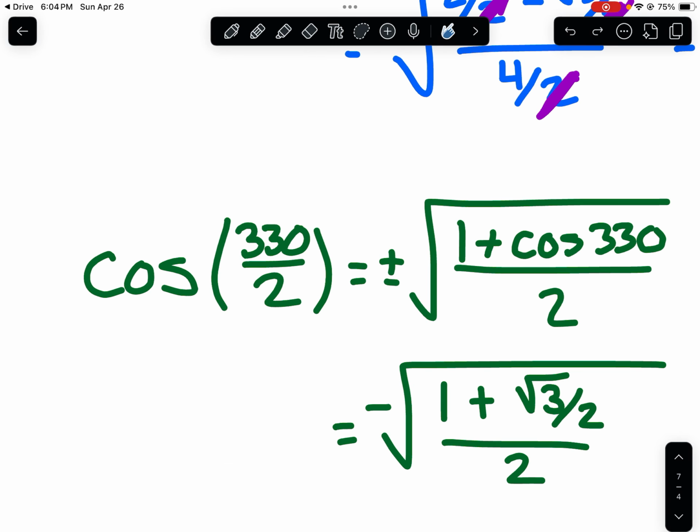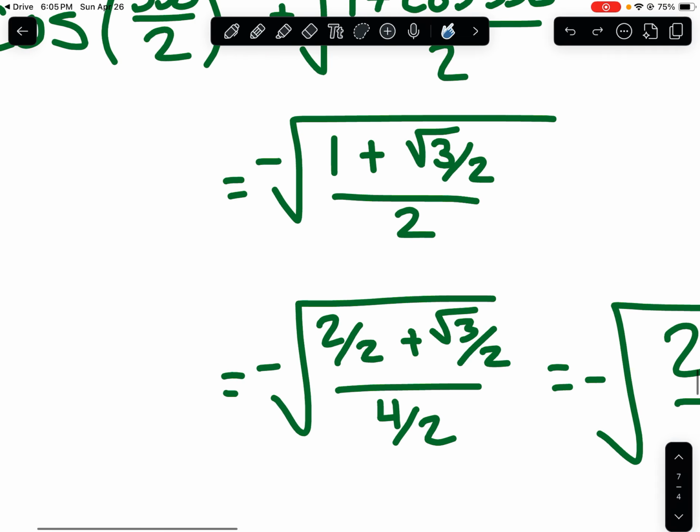And then our cosine answer is going to come from a very similar formula. It's just now I have 1 plus cosine of 330. So that cosine of 330 is still root 3 over 2. It's just now I have 1 plus root 3 over 2, over 2.